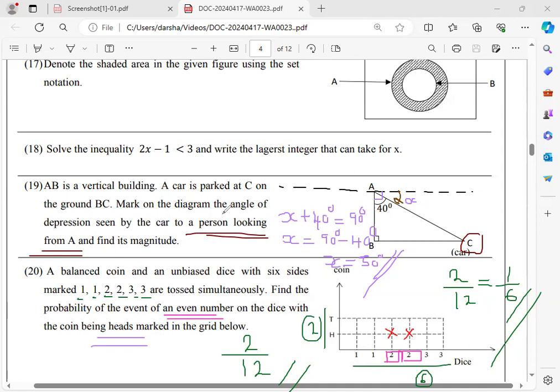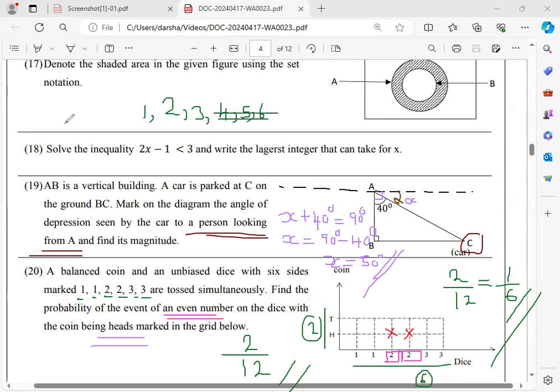Sometimes you may wonder why 1, 2, 3, 4, 5, 6 didn't come. If that is the question, it's because it's an unbiased die, and 6 sides are marked as 1, 1, 2, 2, 3, 3. Normally, if you take a normal dice, like when you play Ludo, it is marked 1, 2, 3, 4, 5, 6. But in this dice, the same number has been repeated 2 times. That means 1, 1, 2, 2, 3, 3.